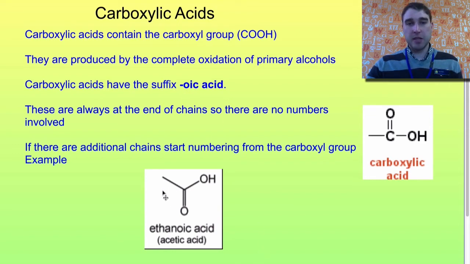So here's a simple one, ethanoic acid. There's 2 carbons in the chain, so carbon 1 here, carbon 2 here, and yes, it's at the end of the chain, and we just put oic acid. So 2 carbons is ethan, so ethanoic acid.